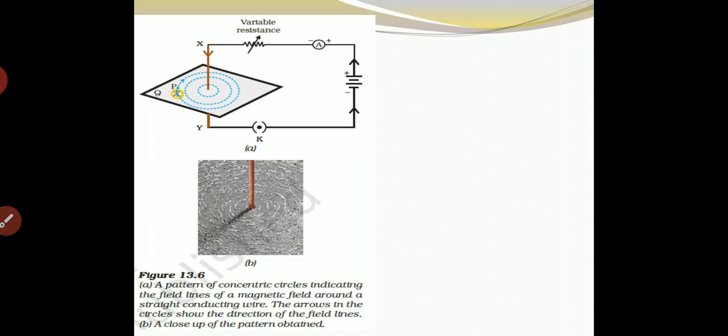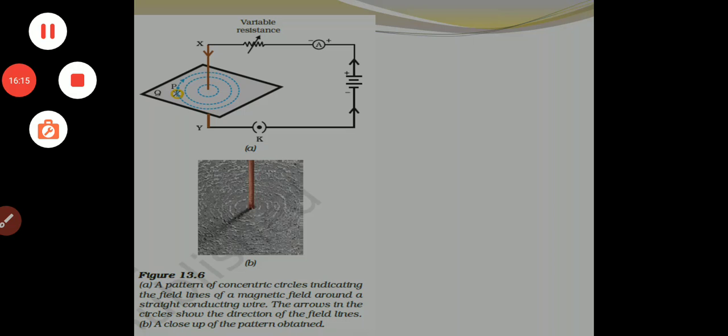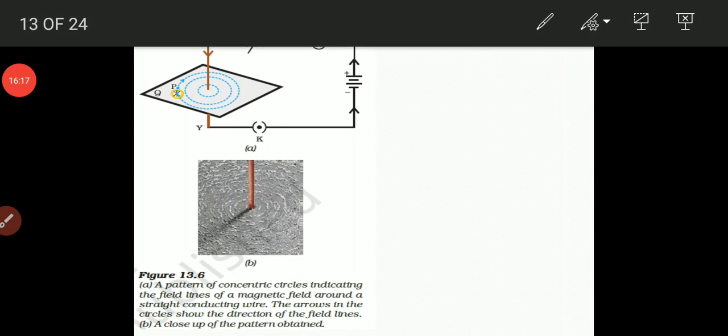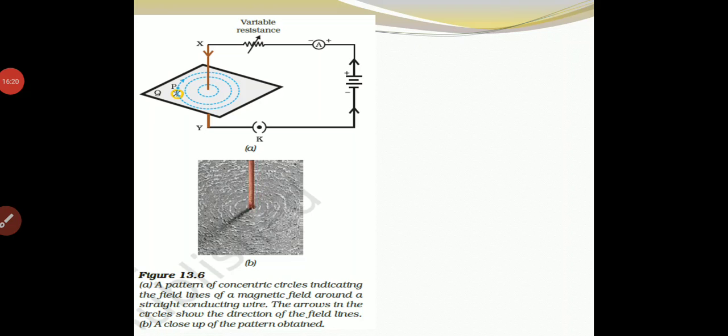As you can see, a pattern of concentric circles indicating the field lines of the magnetic field around a straight conducting wire. The arrow in the circle shows the direction of the field line, which is circular. In the next, B, you can see a close up of the pattern obtained. The pattern will be in this way, circular form, orbit type, like an orbit which we have studied.